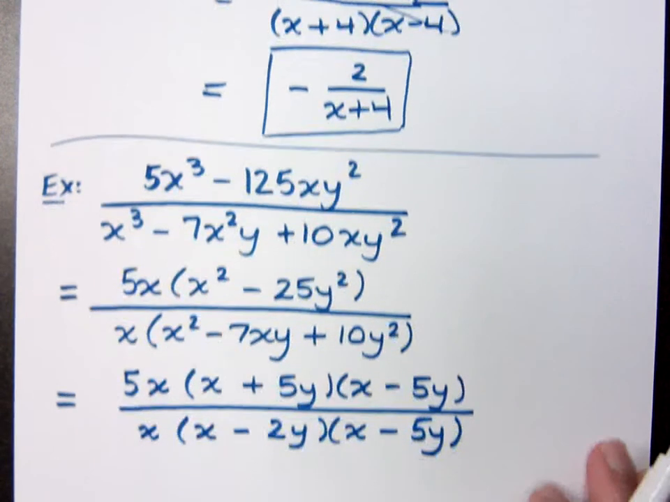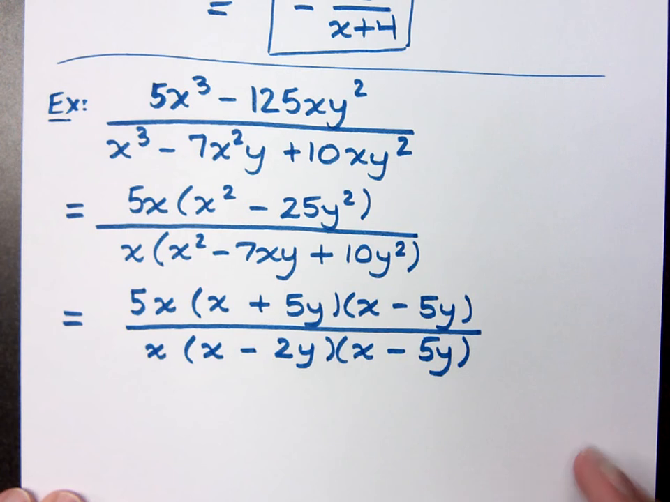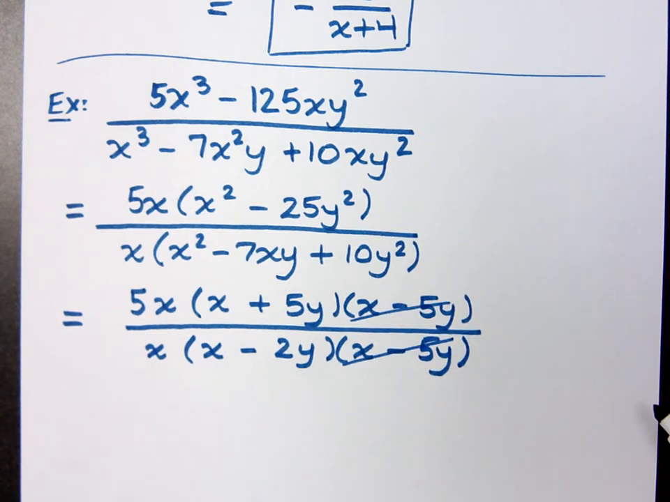What can I do now? What reduces here? X minus 5y. X minus 5y reduces, right? But that's not all. But wait, there's more.